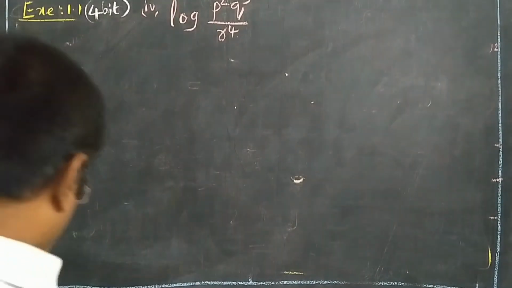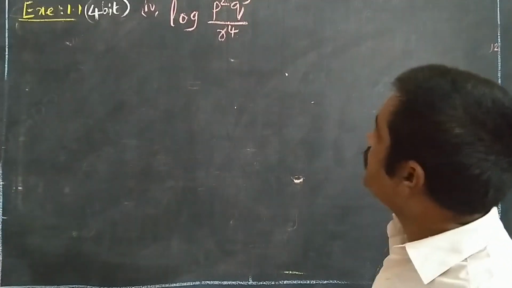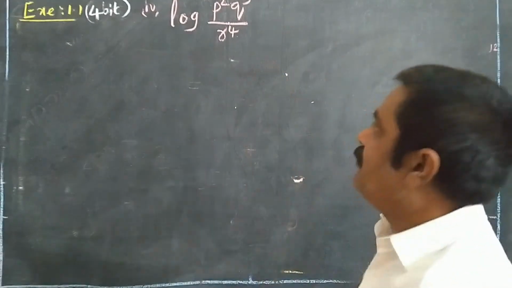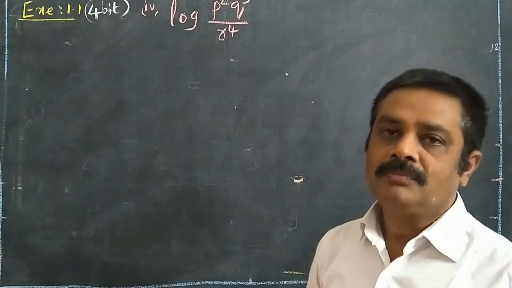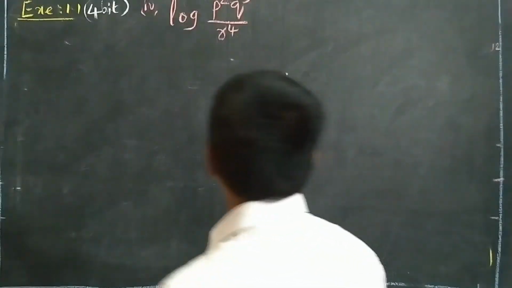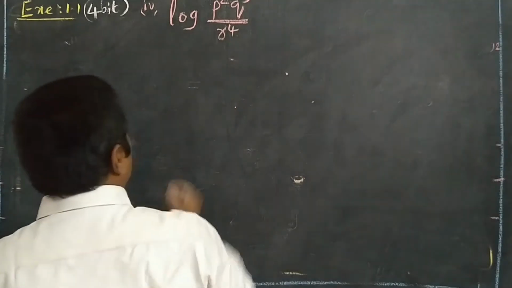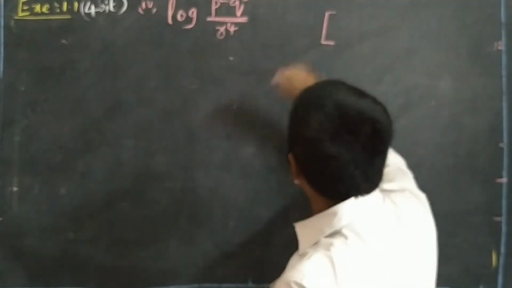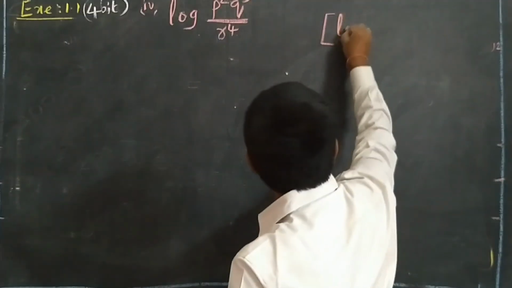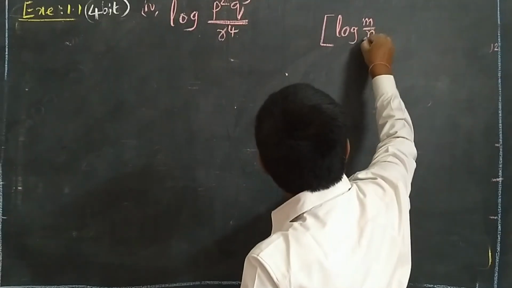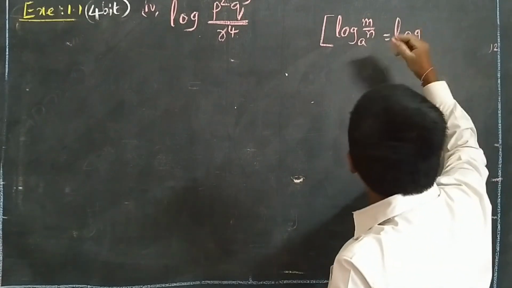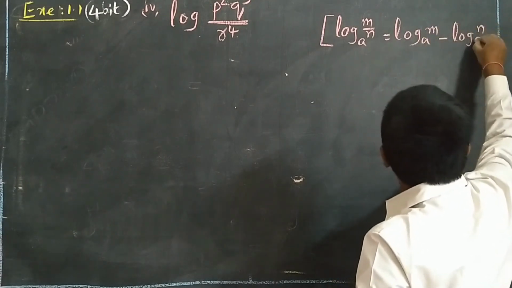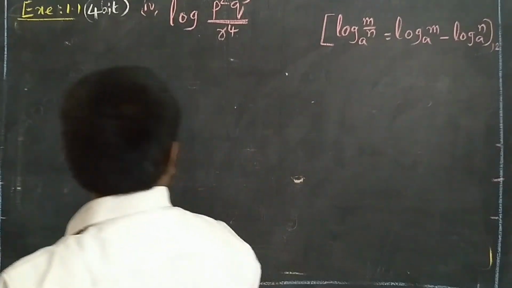See here, this is the fourth bit, children. In the fourth bit questions he is asking to make them as an expansion. In the expansion, what type of rules are applicable for this question? Those rules you have to use. Example, first, division is there. Here you treat it as base is 10. So, first you have to use the quotient rule. That quotient rule is what? Log m by n base a is equal to log m base a minus log n base a. We have to use this rule.